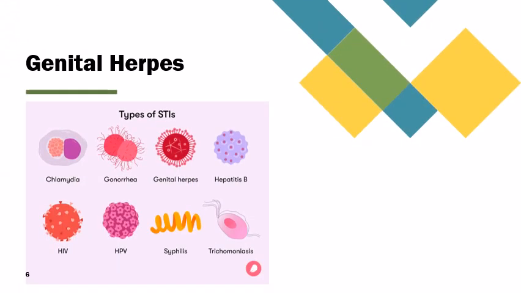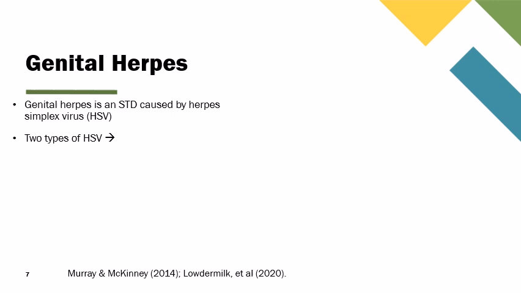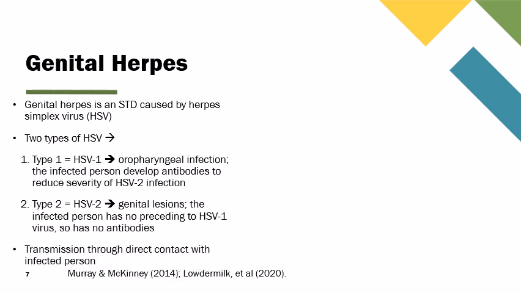Next, we're talking about genital herpes. So this is genital herpes. Genital herpes is caused by a virus as well called the herpes simplex virus or HSV. And there are two types of HSV. HSV type 1 causes oropharyngeal infection. And when the person has HSV1, the body produces antibodies against HSV2 infection, so the infection of HSV2 is not very severe.